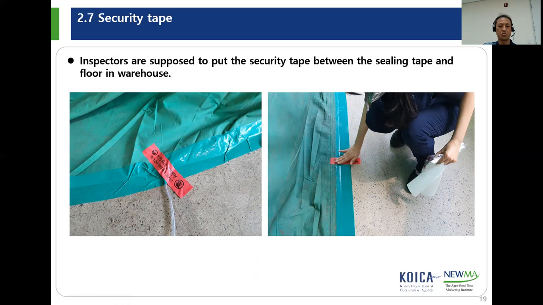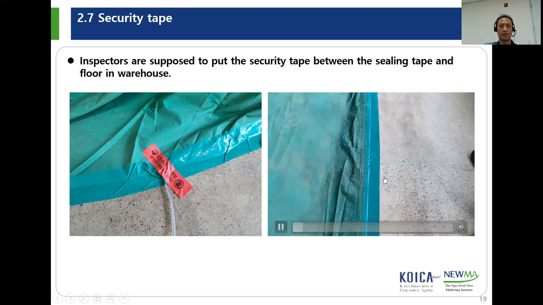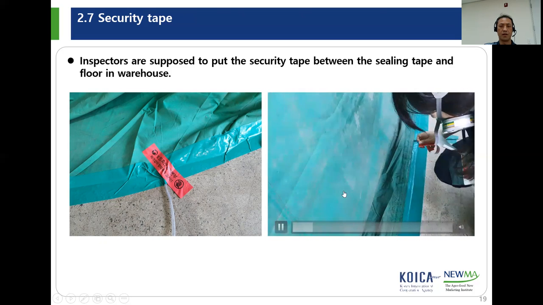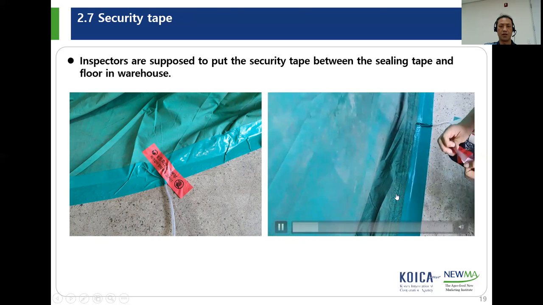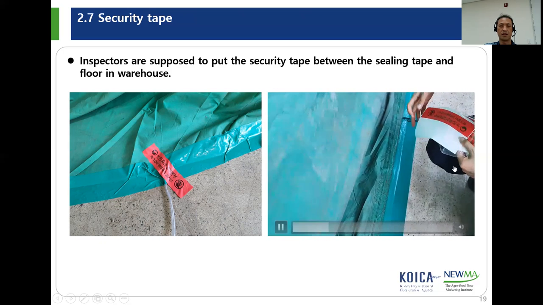Inspectors are supposed to put the security mark like this between the sealing tape and floor in the warehouse, because the tarpaulin should not be opened during fumigation by workers in the absence of inspectors. Like this. You can see that security mark.